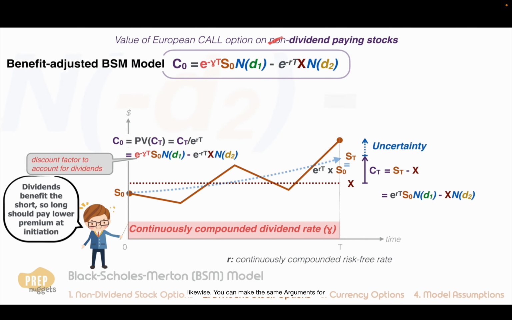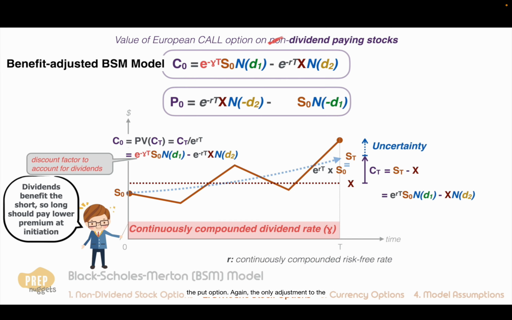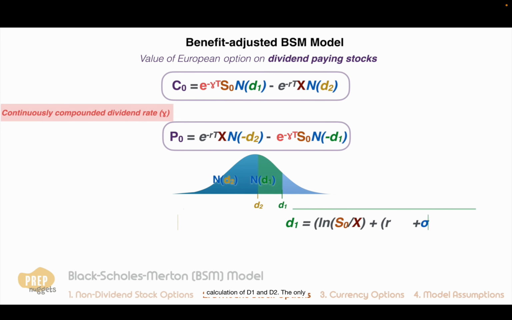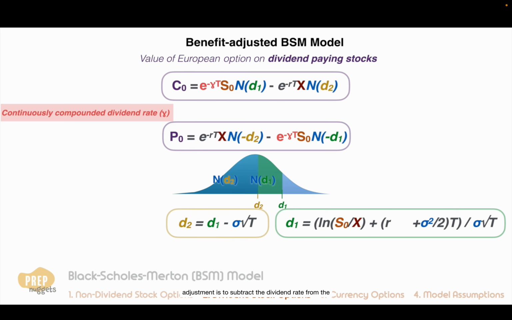Likewise, you can make the same arguments for the put option. Again, the only adjustment to the model is this discount factor to account for the dividend. Do note that the dividend adjustment should also apply to the calculation of d1 and d2. The only adjustment is to subtract the dividend rate from the risk-free rate. In aggregate, dividends have the effect of a lower d1 and d2.